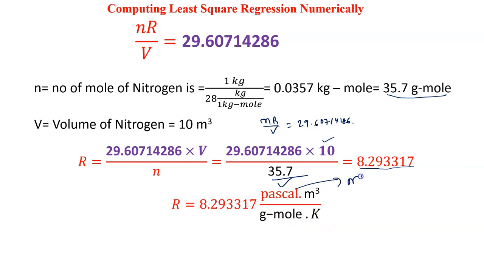Pascal is, you know, Newton per meter square. So that is Newton per meter square, meter cube, per gram mole Kelvin. So I am showing by hand calculation how to calculate R. First I use the least square technique. By using it I get the best straight line, and from the straight line we calculate A1 and A0. A1 is nothing but nR by V, and from there I calculate R. So from this T and P data I get R equal to 8.293317 Pascal meter cube per gram mole Kelvin. So that is the hand calculation.